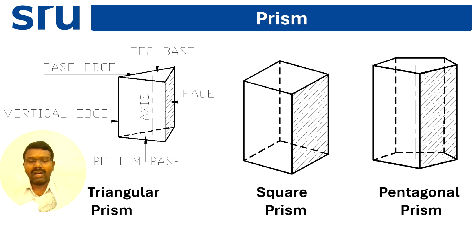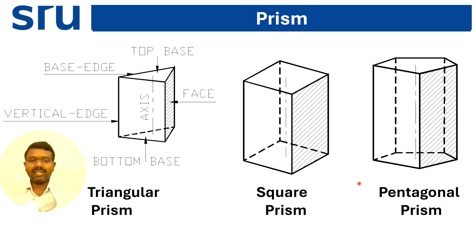So these are called prisms. The prism consists of two bases, one bottom base and another top base, and this bottom base and top base are connected by vertical faces, and these vertical faces are bounded by vertical edges. If the base is an equilateral triangle, that prism is called a triangular prism. If the base appears like a square, that is called a square prism. If the base is a pentagon, then it is a pentagonal prism, hexagonal prism, octagonal prism, etc.